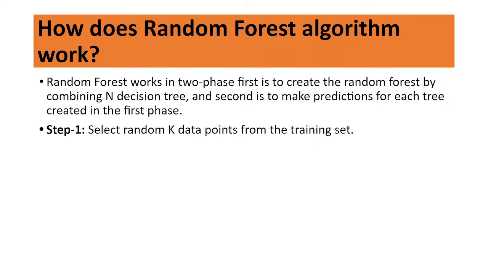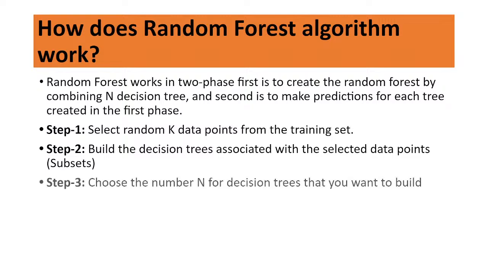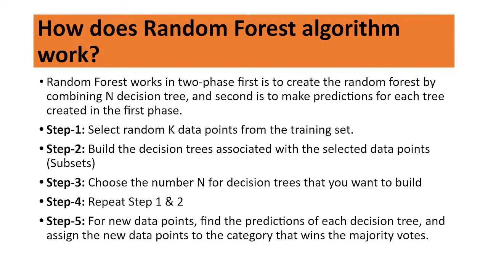First step, select random data points from the training set, and then build the decision tree associated with the selected data points. Then choose the number n of decision trees that you want to build, and simply repeat step 1 and step 2. Finally, for a new data point, find out the prediction of each decision tree and assign the new data point to the category that wins the majority voting.